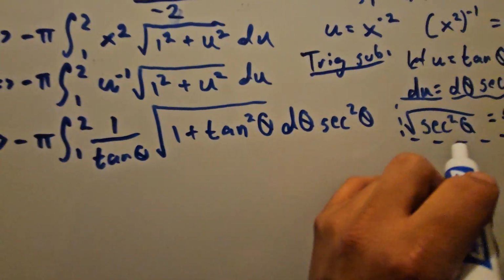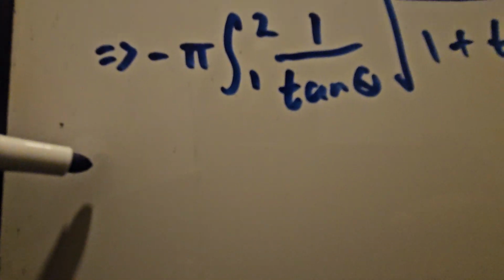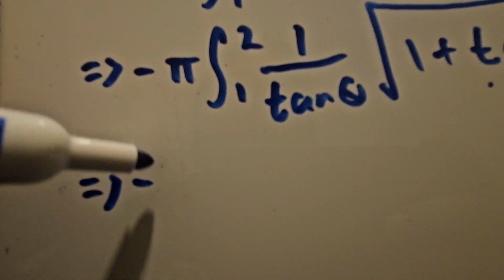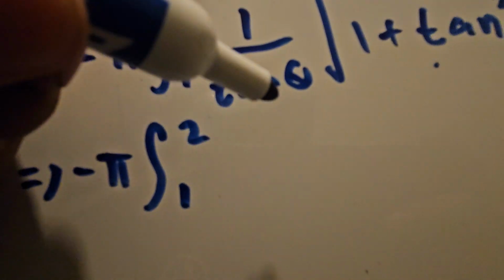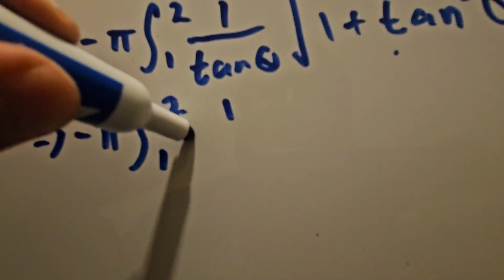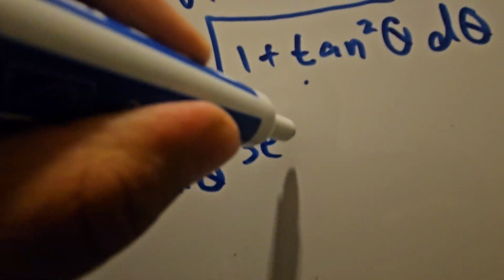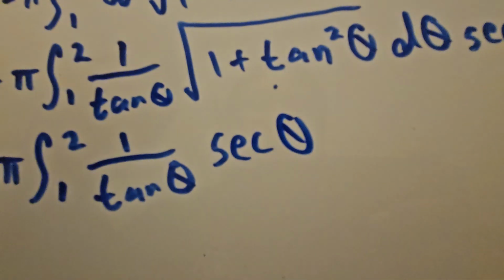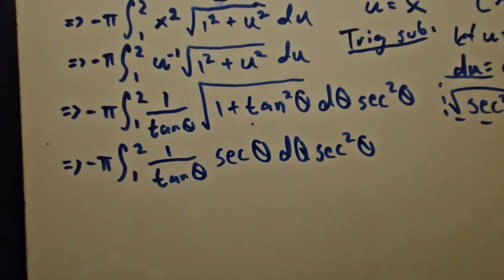So now that we know that this is equal to secant theta, now let's go ahead and rewrite this integral as negative pi integral from 1 to 2 of 1 over tan theta, right? Times secant theta, d theta, secant squared theta. Right, that's what we have.